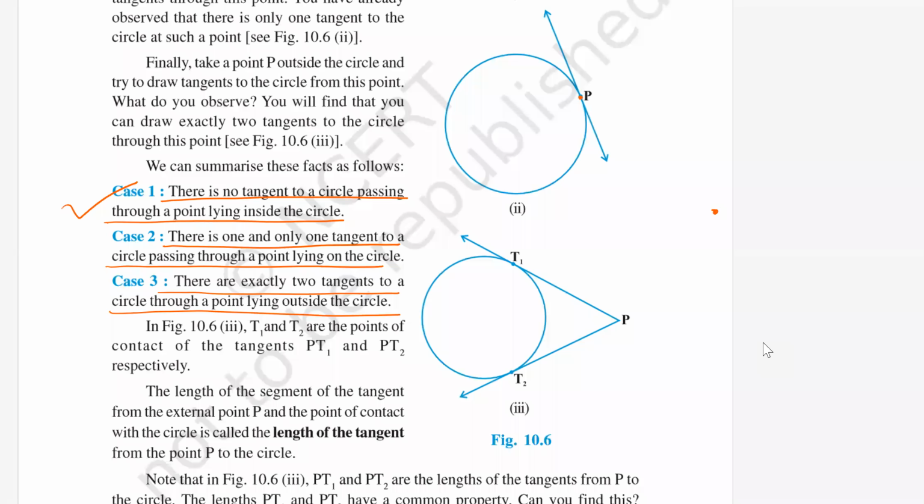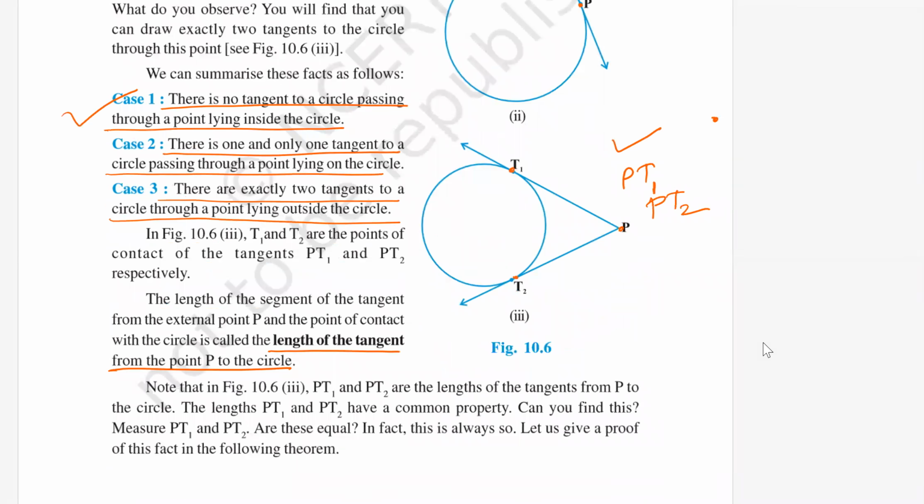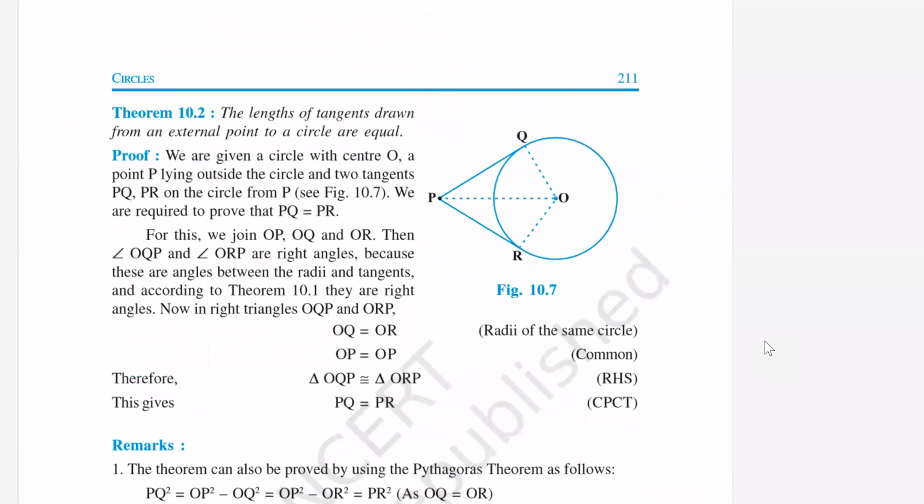Yes, ma'am. Now, अब यहाँ पे अगर हम इस case में देखें तो P से T1 और P से T2, इनको बोलते हैं length of tangent from point P. PT1 is called length of tangent from point P. PT2 is also called length of tangent from point P. Now next theorem: the lengths of tangents drawn from an external point to a circle are equal. अगर कोई external point है, यहां से अगर दो tangents बनाई, तो ये length of tangents हमेशा equal होगी.